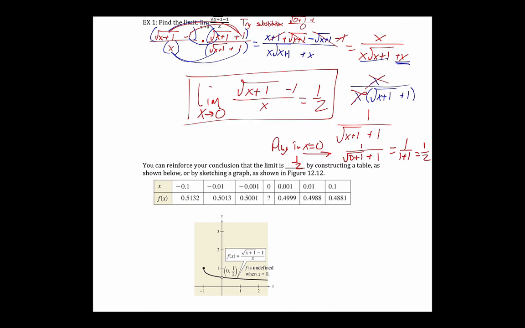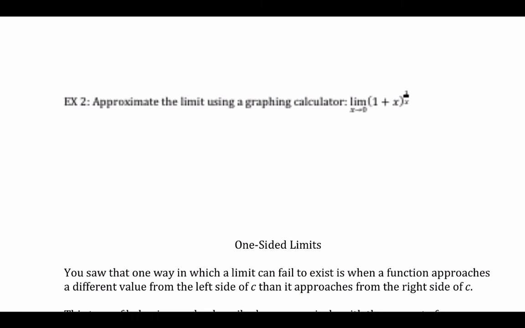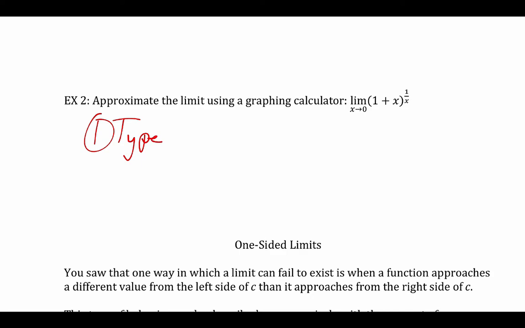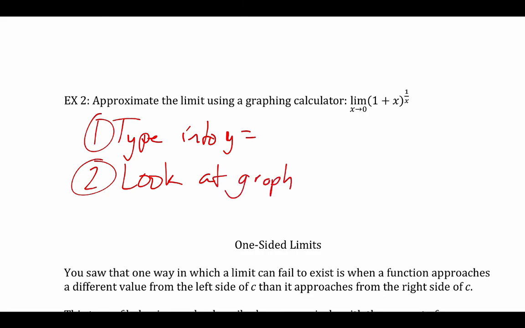So one suggestion that I have for you when doing these on the calculator: it says approximate the limit using a graphing calculator of the limit as x approaches 0 of 1 plus x raised to the 1 over x. So first things first, let's type it into y equals. Step 2, look at your graph. If you look at your graph, you can probably approximate where it's going to be. Step 3, look at the table.